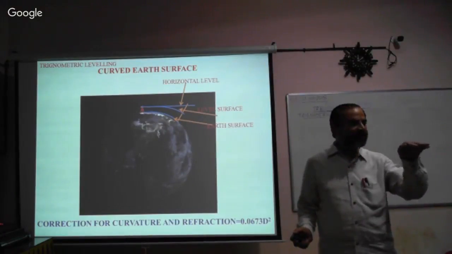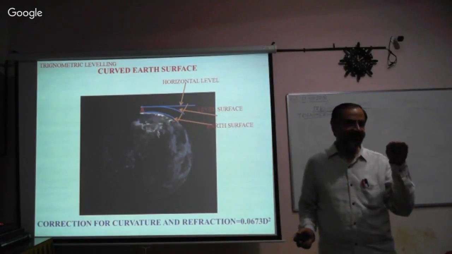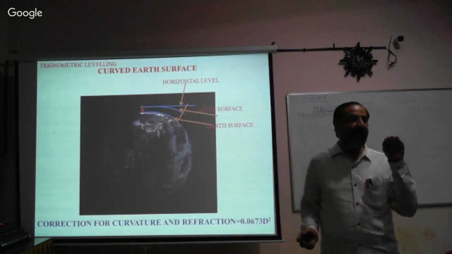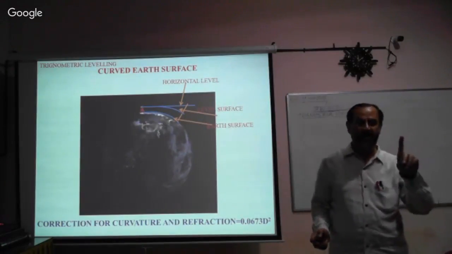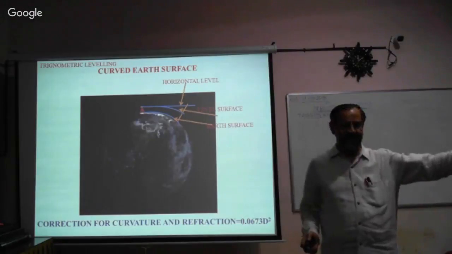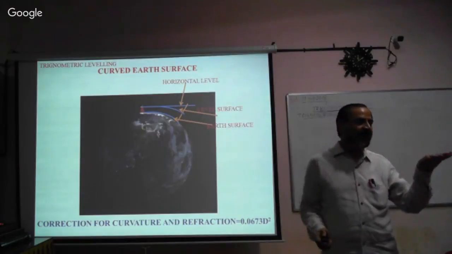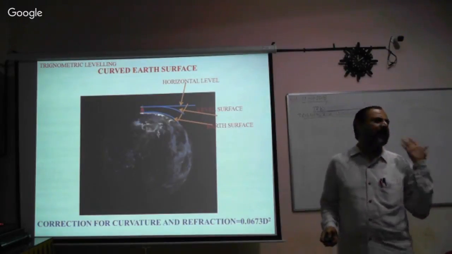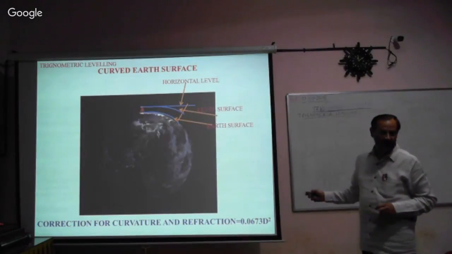How many Earth surfaces are there? Sorry, level surfaces. Earth surface is only one, isn't it? How many level surfaces are there? Any number which is parallel to the Earth surface. This is one, you know. It is a level surface, which is parallel to the Earth surface. Understood? Got it?